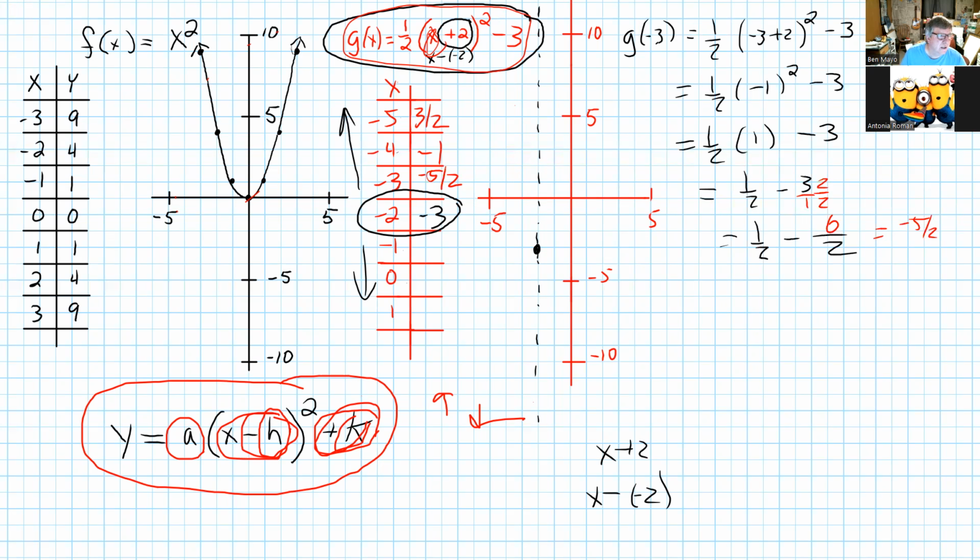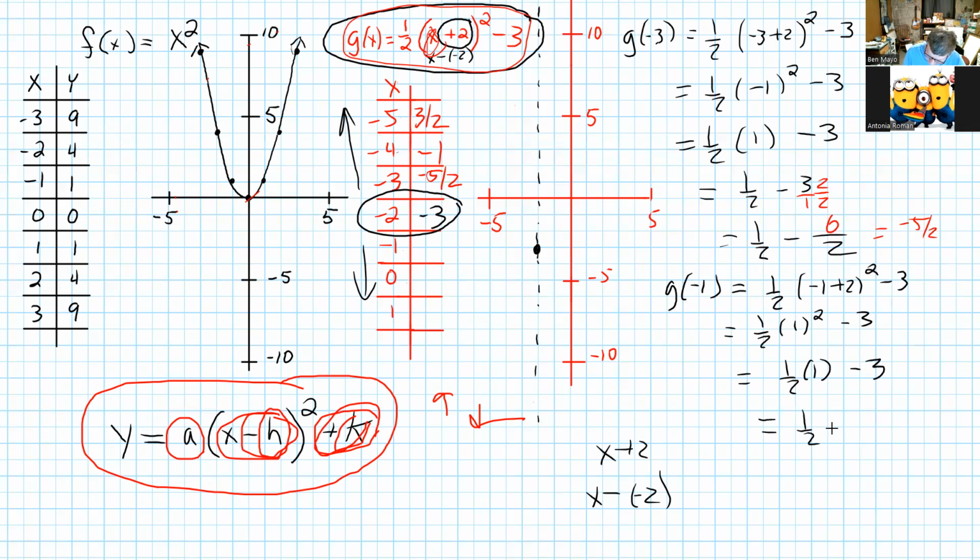Let's find g of -1. So that's 1/2 times (-1 + 2), the quantity squared, minus 3, which is 1/2 times 1 squared minus 3. Slow down here. 1 squared is just 1, and 1/2 times 1 is 1/2, so we've got 1/2 minus 3, which is 1/2 minus what? Well, let's see here. That's going to be over 1. We're going to multiply by 2/2. We're going to get -5/2. Okay.